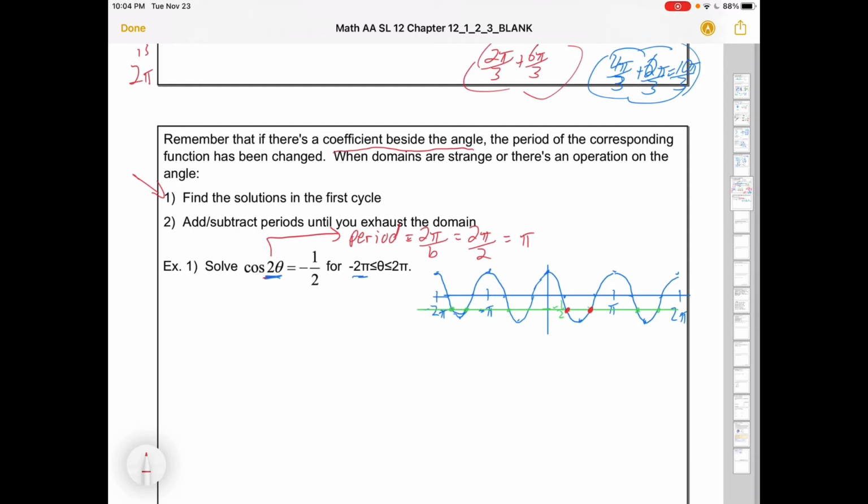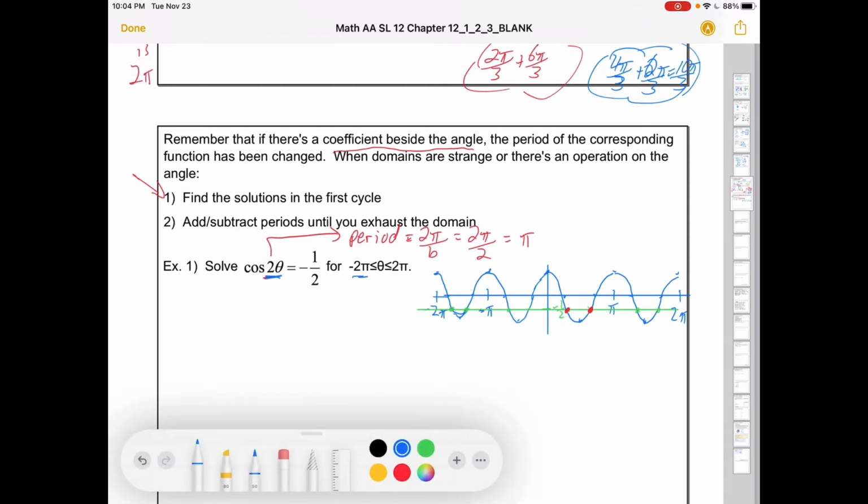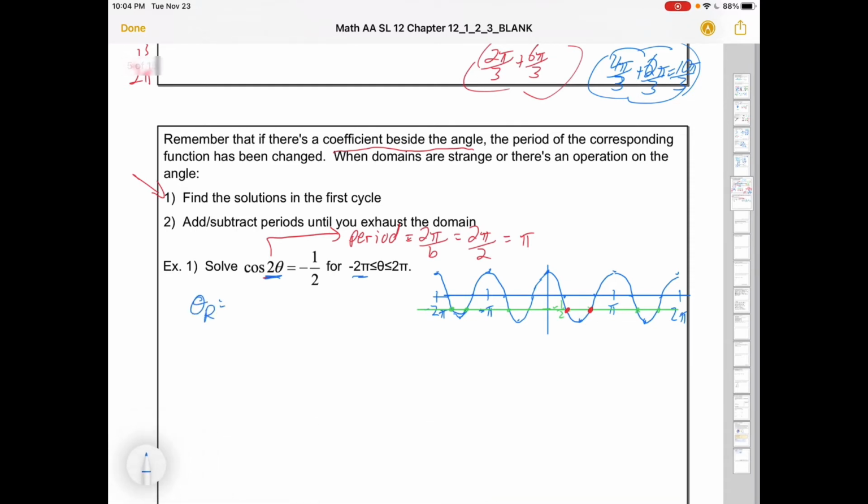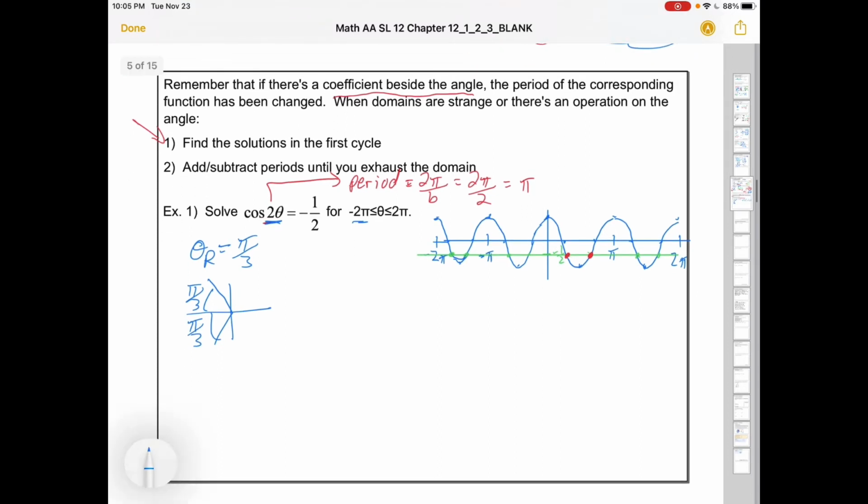Okay, let's go through that process analytically. So it's going to be the same sort of thing to start off with. The reference angle, we've already established cosine is a half at 60 degrees, or pi over 3. And we know that cosine is going to be negative in these 2 quadrants. We've actually already done the grunt work of figuring out that one of those is going to be 2 pi over 3. And the other one is going to be 4 pi over 3. We just did that in the very last example.